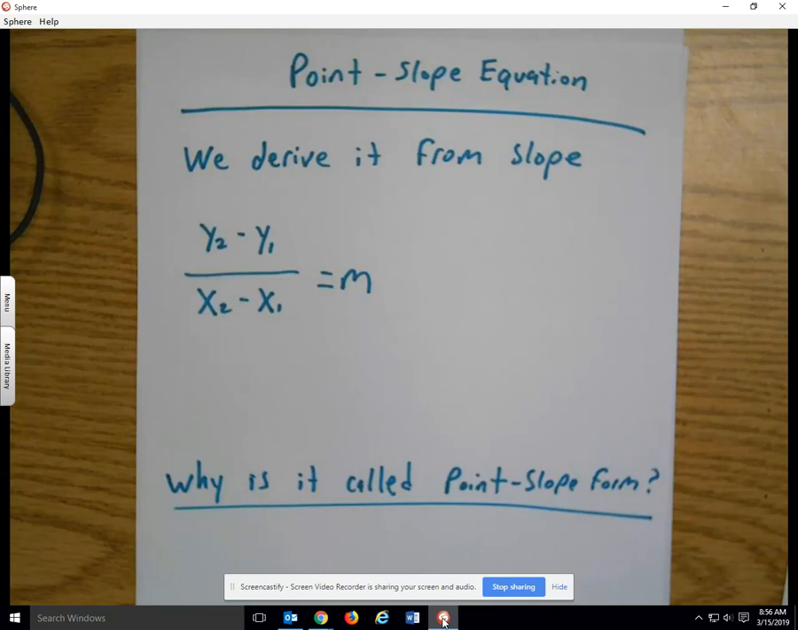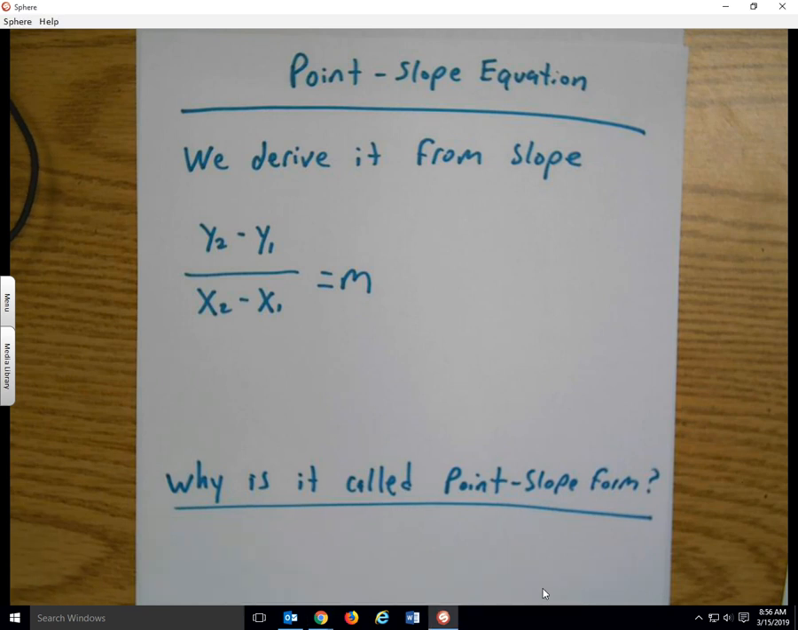Hello, we're going to talk today about the point-slope equation, also known as the point-slope form. How do we derive it? How do we get this new formula that we're talking about today? Well, we get it from slope. Do you remember the definition of slope?